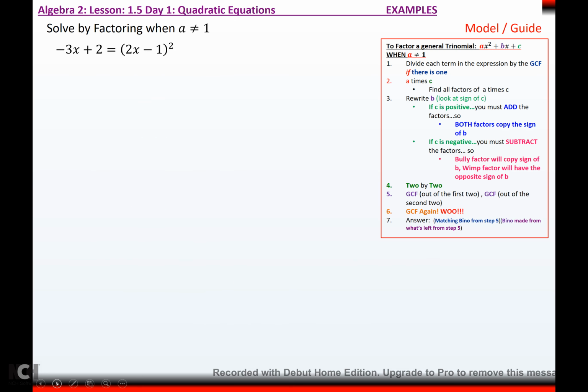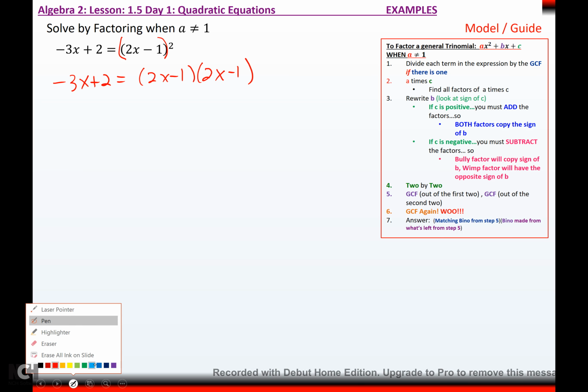Alright, let's look at this one. Again, I need to get this in standard form. I have to take care of these parentheses, but if I want to square that without killing puppies, I have to make 2 copies and distribute.